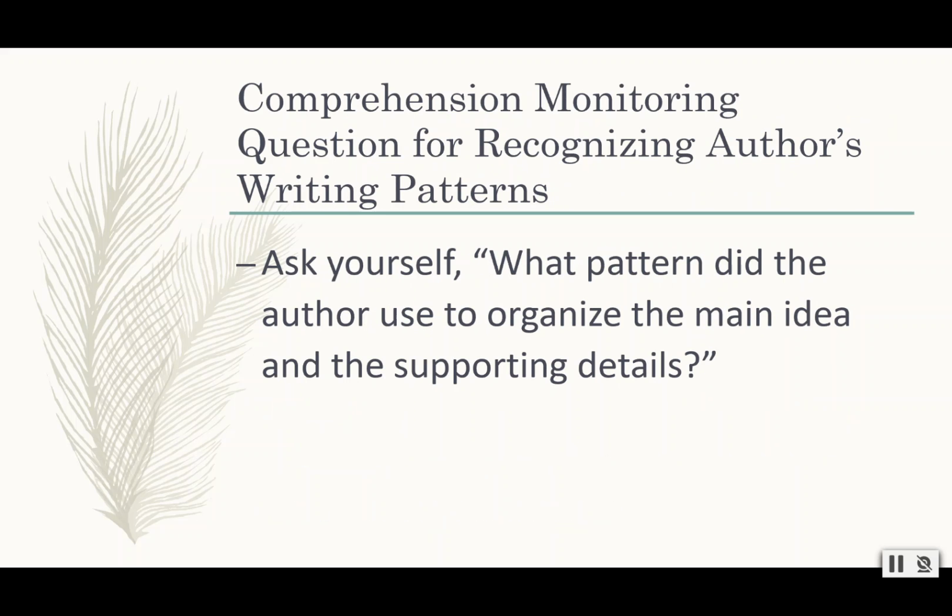Alright, as with the other chapters, there's always a comprehension monitoring question. So when recognizing an author's writing patterns, you want to ask yourself, what pattern did the author use to organize the main idea and the supporting details? Okay, so we looked at topic, we looked at the stated and implied main idea, we looked at our supporting details. Now we're looking at the order of how the author put all of that information together.